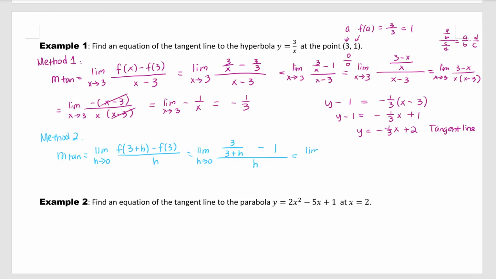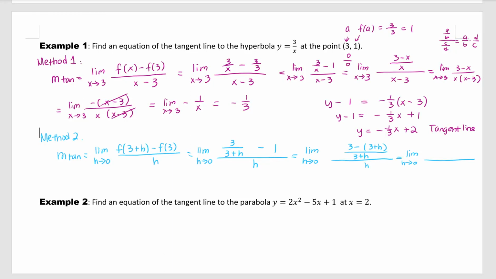Well, you see we have a fraction in the fraction. So let's take the common denominator, 3 plus h. Then we have 3 minus, here, you gotta be careful. If we have 1, how do we get this common denominator? We multiply by 3 plus h. But don't forget your baby parentheses. Parentheses are so important, don't forget that.